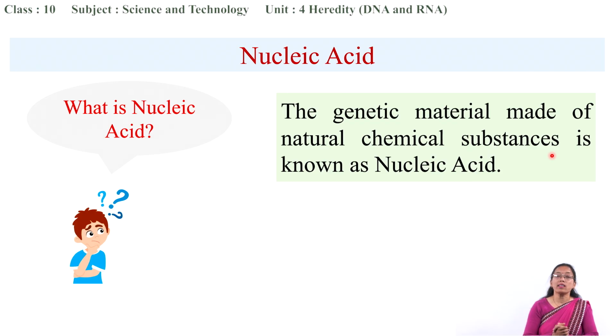These nucleic acids are of two types, as you already know: RNA and DNA, ribonucleic acid and deoxyribonucleic acid. This depends on the sugar present in the molecule. DNA contains deoxyribose sugar, whereas RNA contains ribose sugar. Based on that, these nucleic acids are named deoxyribonucleic acid, DNA, and ribonucleic acid, RNA.